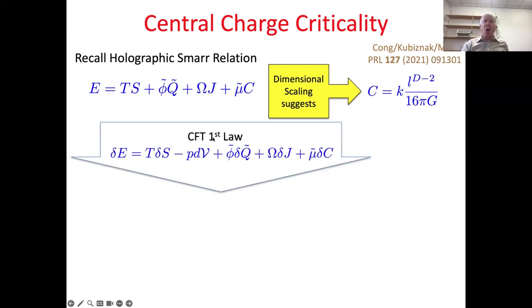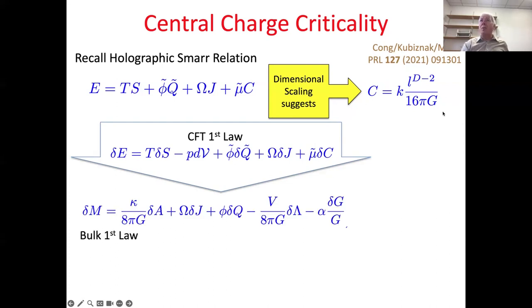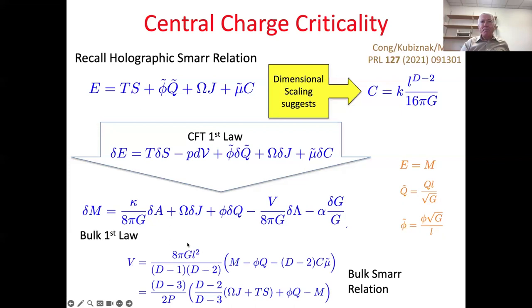There is a first law in the CFT that looks like this. There's a pressure volume term and a charge potential term and the mu delta C term. So what we did is we used this CFT dictionary, but we allowed Newton's constant to vary. And when you do that and translate using the AdS/CFT dictionary, which looks like this for these quantities, we find that the bulk first law becomes this, where now we've got this additional variation of Newton's constant.